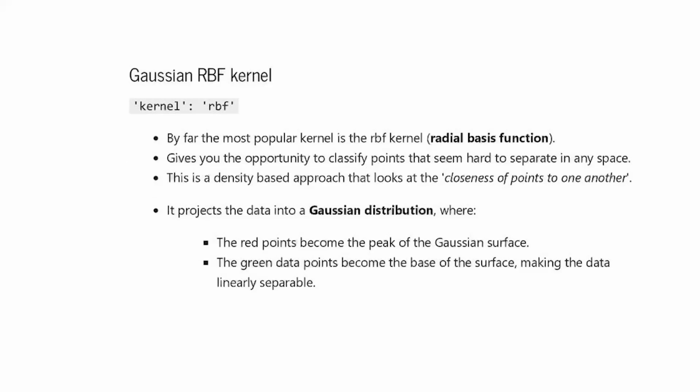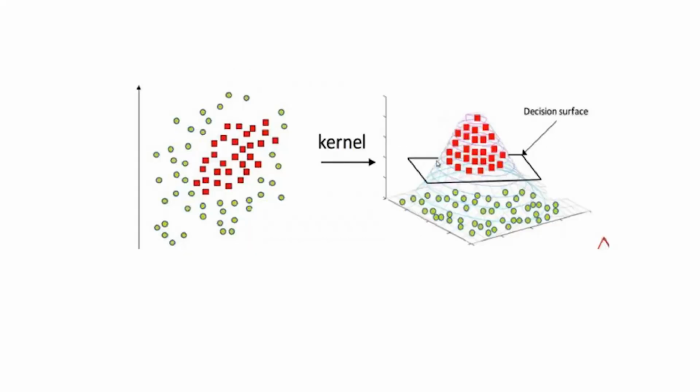Gaussian kernel is one of the most preferred and used kernel functions in SVM. It is usually chosen for nonlinear data. It helps to make proper separation when there is no prior knowledge of data. As shown in the figure, the green and the red data points are not linearly separable. Hence, a kernel trick is applied, in particular a Gaussian kernel trick, which projects the data into a Gaussian distribution, where the red points become the peak of the Gaussian surface and the green data points become the base of the surface, making the data linearly separable.